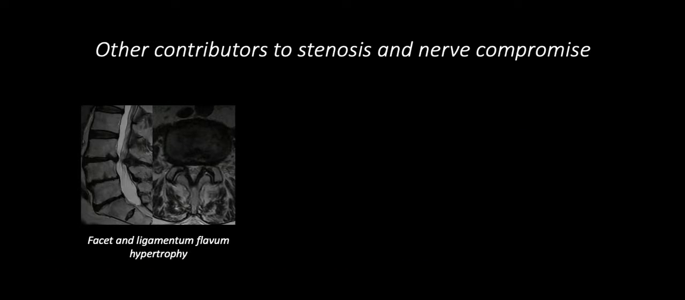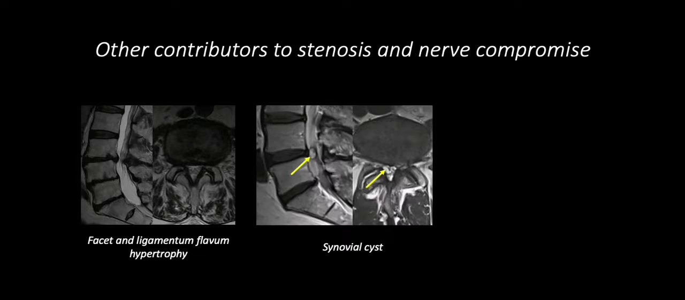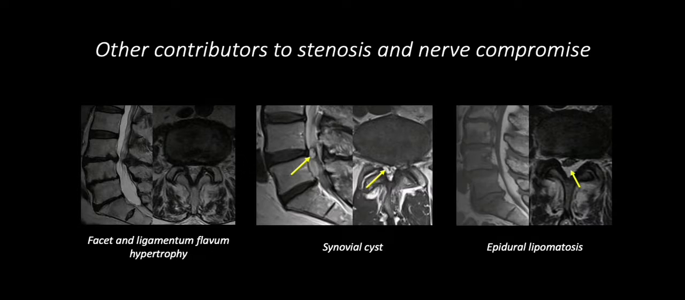Facet and ligamentum flavum hypertrophy can cause foraminal, subarticular zone, and central spinal canal stenosis. Synovial cysts, which form as a result of facet joint degeneration, can also cause nerve compromise when they project into the spinal canal or into the neural foramen.